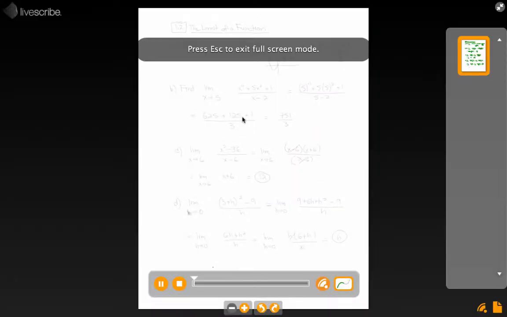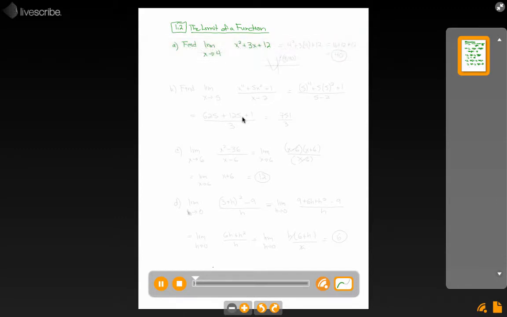This example comes out of section 1.2, the limit of a function. First piece of this example, we're asked to find the limit as x approaches 4 of x squared plus 3x plus 12. We could try to get real fancy with this and try to put in numbers really close to 4: 3.9, 3.999, 4.01, 4.0001.